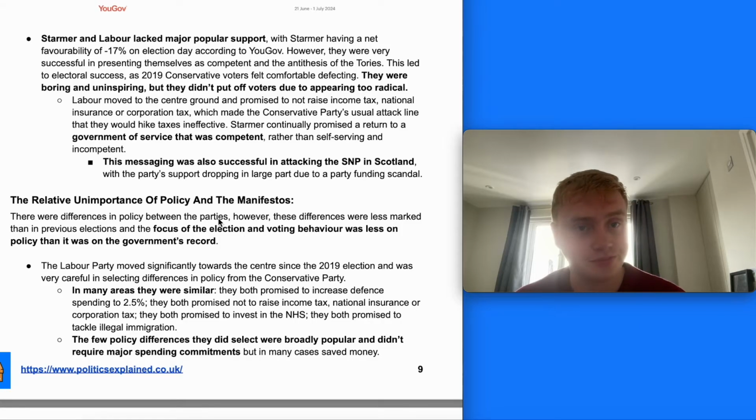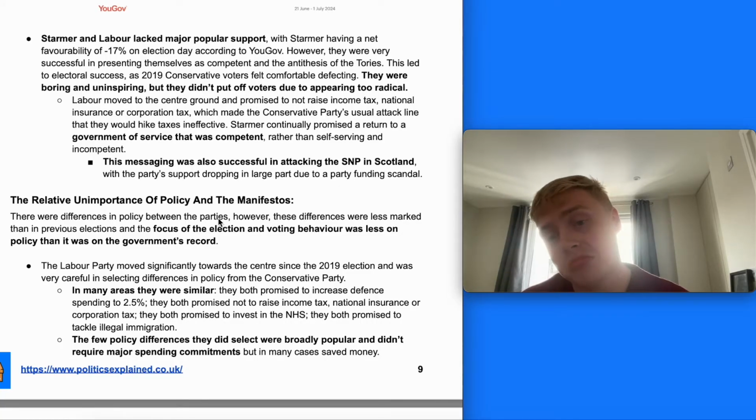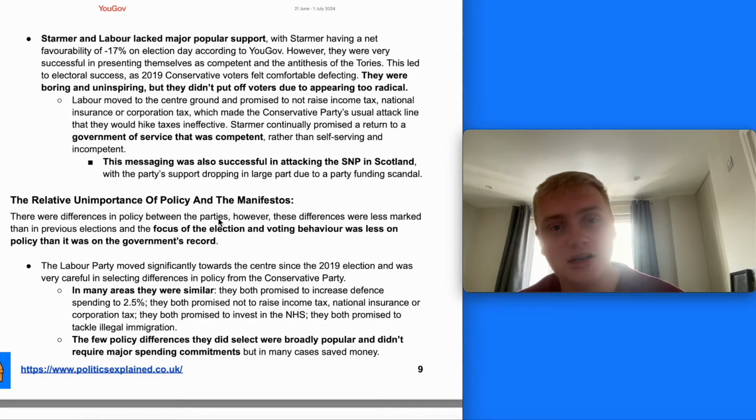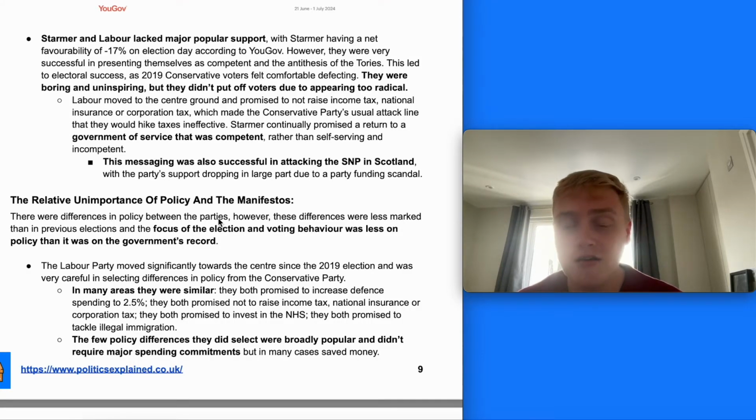So Labour moved to the centre ground, and promised not to raise income tax, national insurance or corporation tax, as well as VAT actually, which made the Conservative Party's usual attack line, that they would hike taxes, which the Tory party very much still used, a lot less effective than it was in the two previous elections, when Corbyn actually was going to increase taxes. Starmer continually promised a return to a government of service that was competent rather than self-serving and incompetent, which was the overriding image of the Tory party.